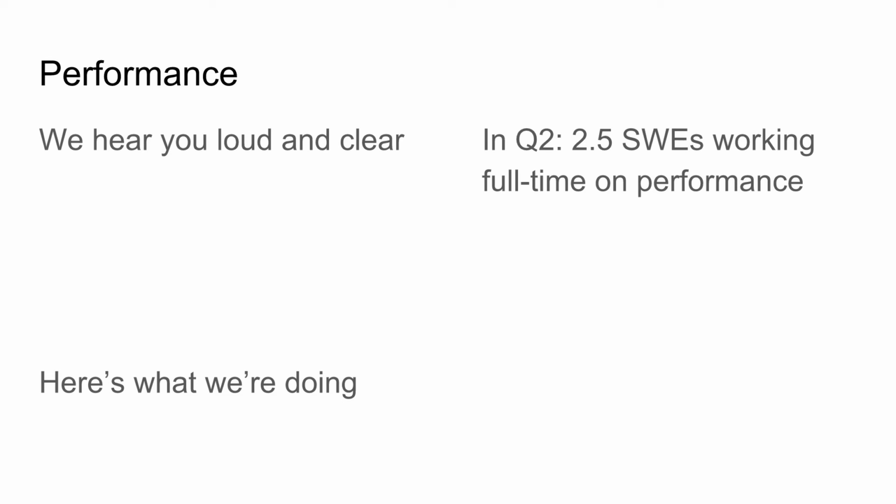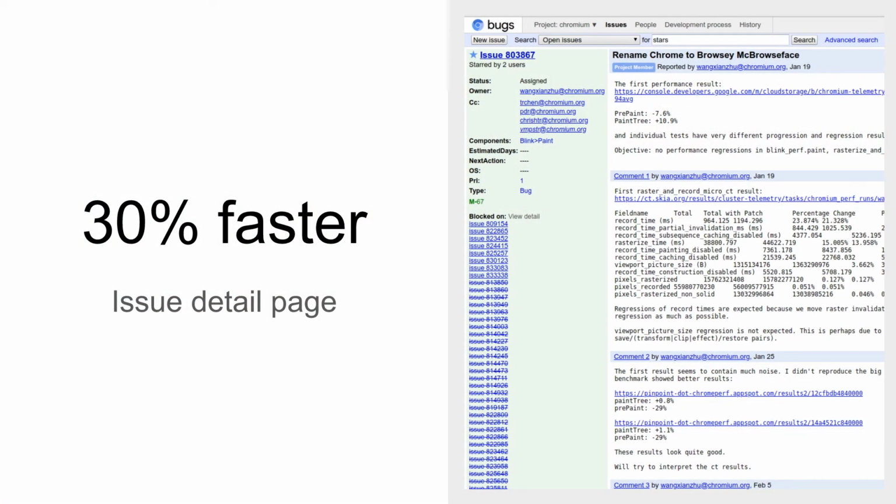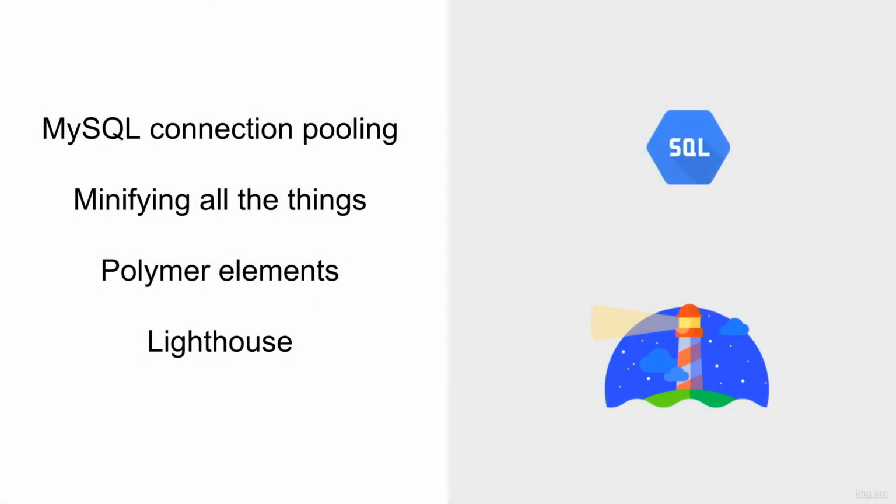Also, performance. We've heard you loud and clear. Monorail could be doing better on performance. In Q2, we have 2.5 SWEs staffed full-time on working on performance, and here's what we're doing. We just landed a change that hasn't gone to production yet that makes a lot of issue detail pages 30% faster. Other things that we're doing are MySQL connection pooling, minifying all the things, adding more Polymer elements, and whatever else Lighthouse tells us to do.